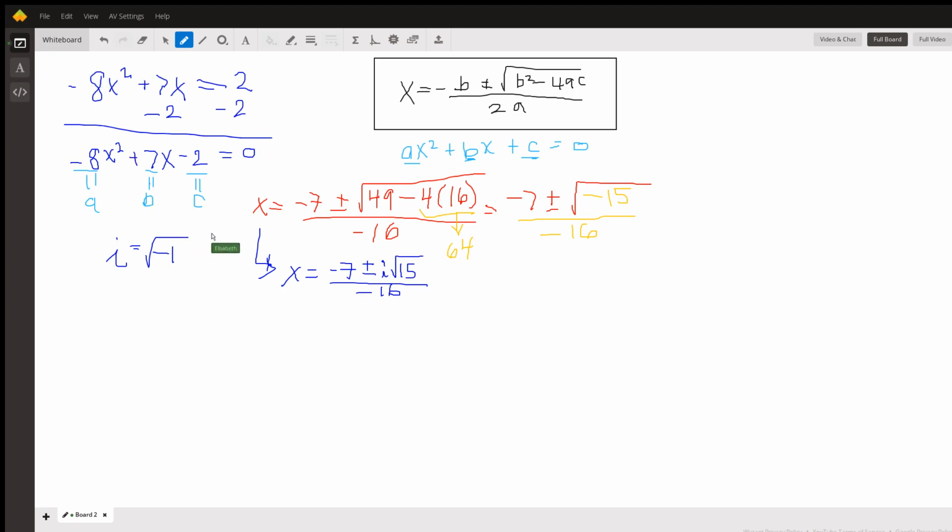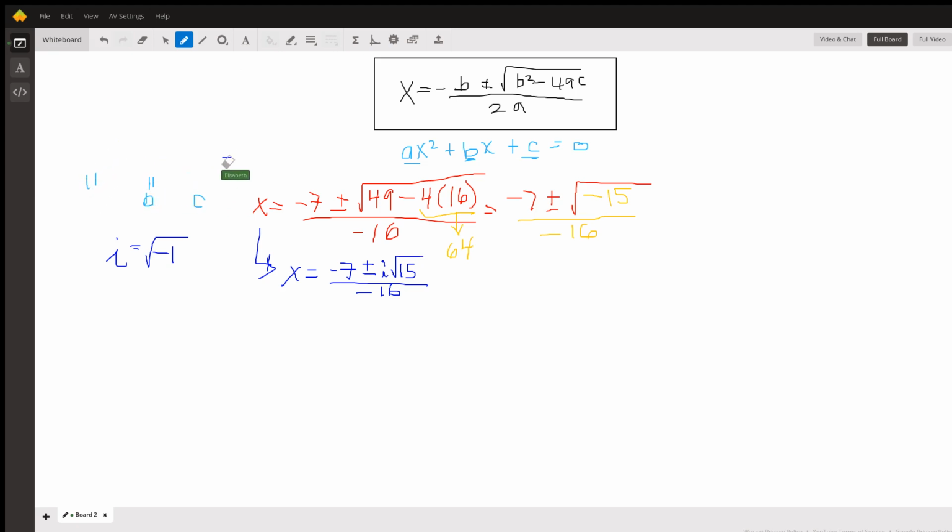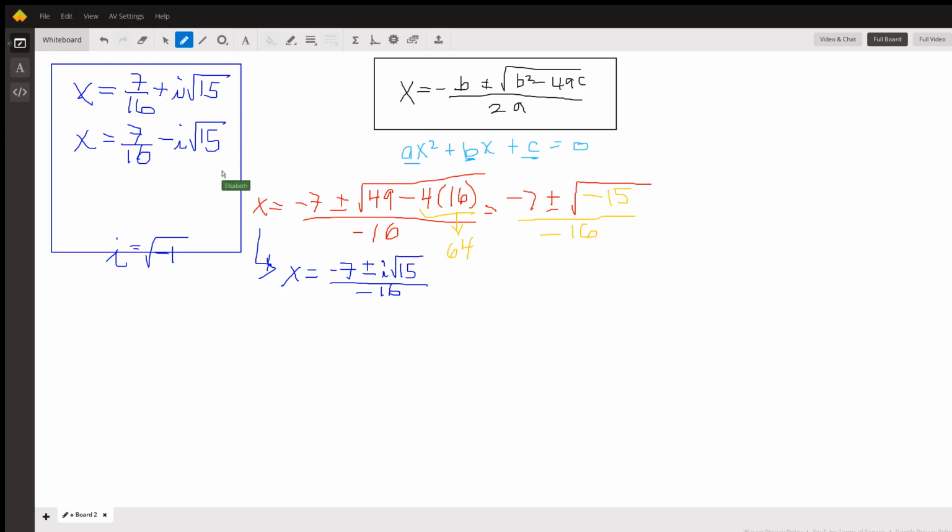So in the end, we can write all of this as x is equal to 7 over 16 plus i times the square root of 15 over 16, and x is equal to 7 over 16 minus i times the square root of 15 over 16. So those are your two answers for x.